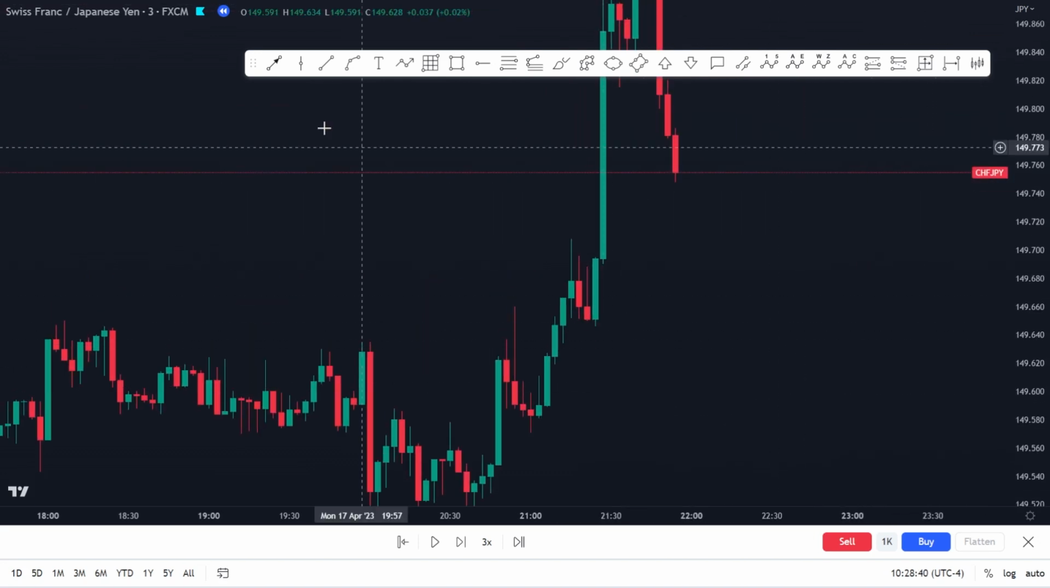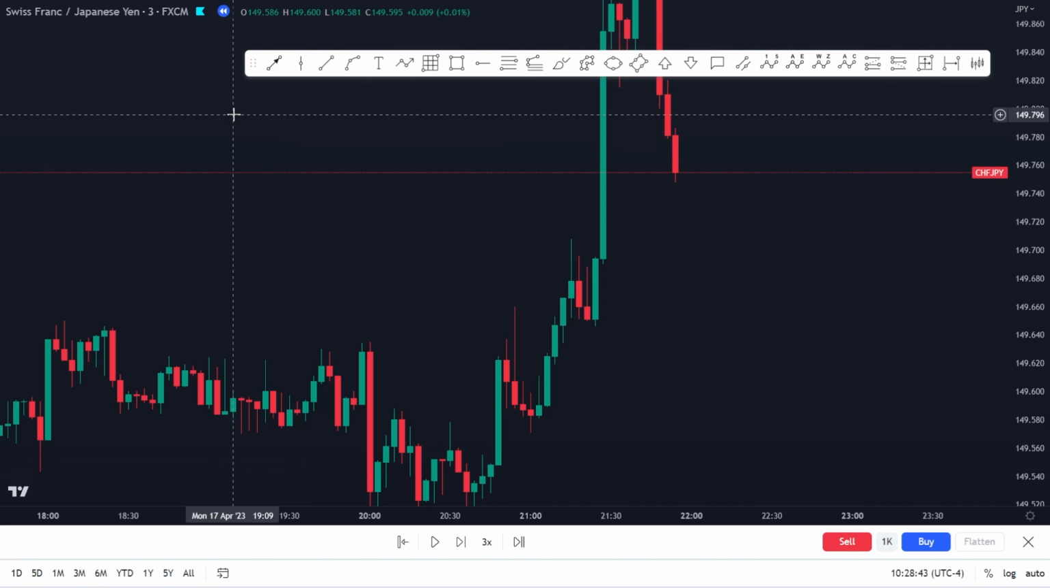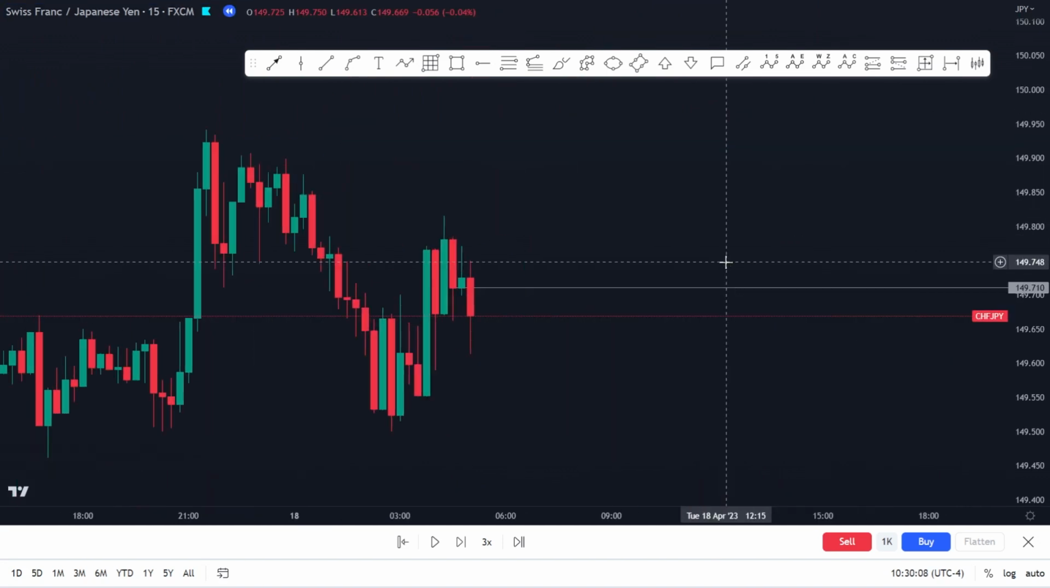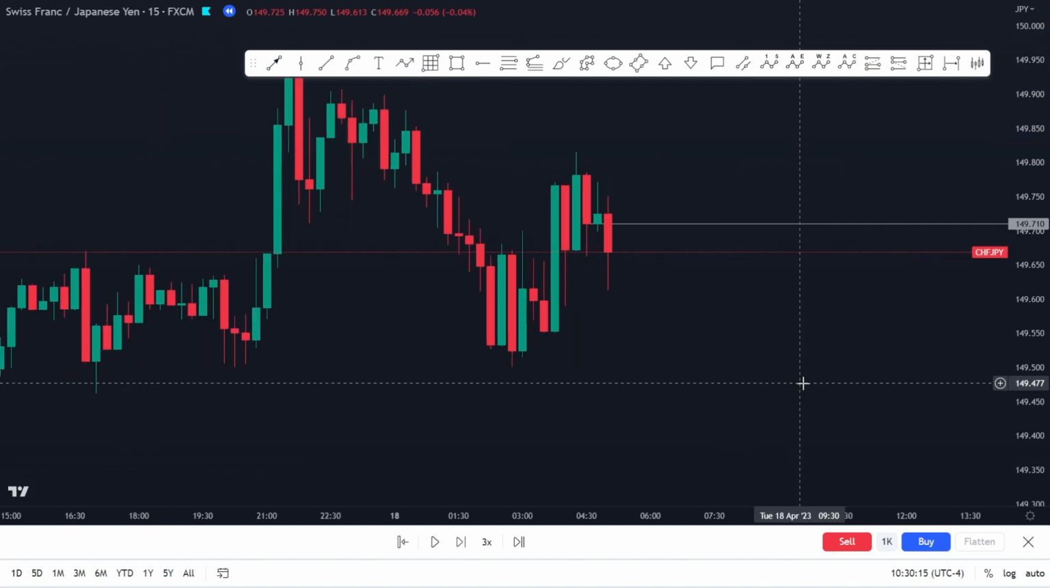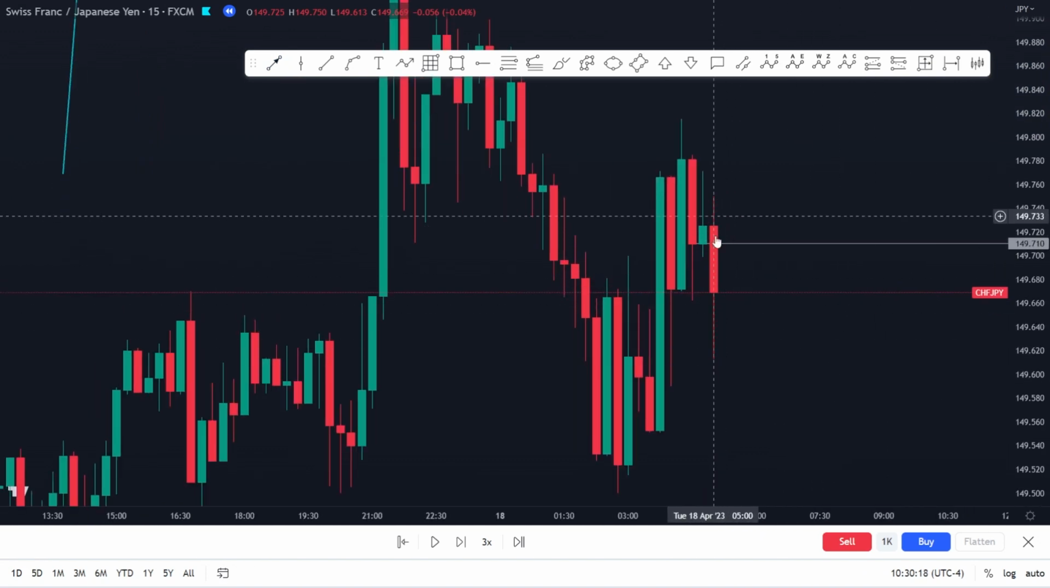Let's do another example. Right now I will use a different time frame. Maybe I'll use the 15 minutes and scan the market. Okay guys, let's look at this example. We are on the 15 minutes right now. Okay, so we can see that we have a bearish engulfing candlestick here.